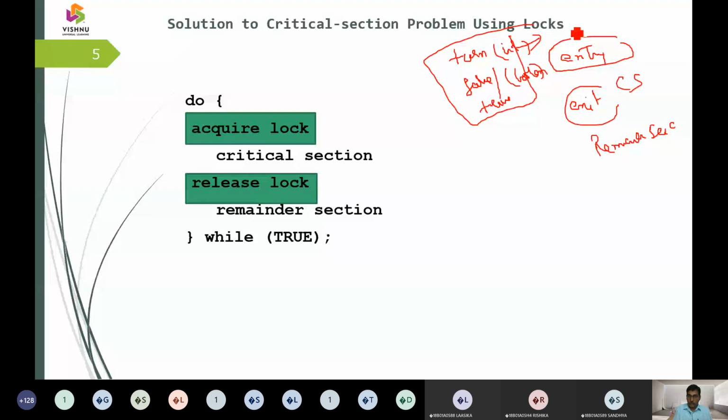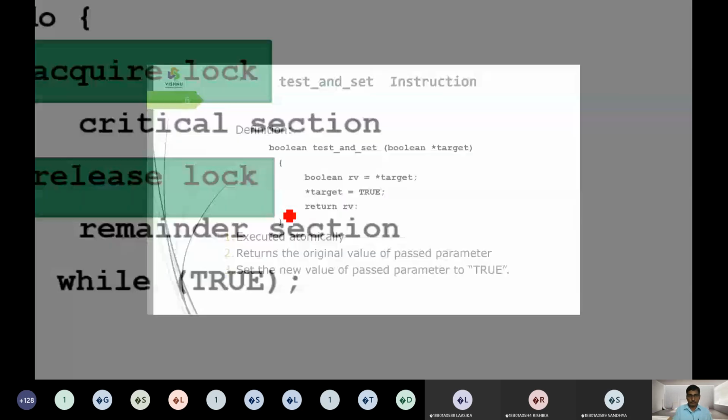But now the entry and exit of the critical section elements have to be preserved from external references. That can be done with one element, which we are going to call synchronization hardware elements. One is acquiring the lock, and another is releasing the lock. So once the lock has been acquired, no other process will be able to use the same critical region or critical section at that same moment of time.